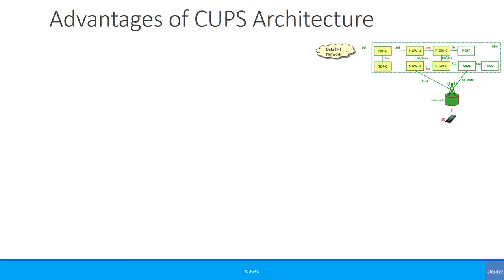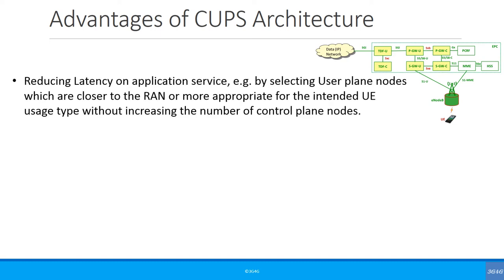So what are the advantages of this CUPS architecture? I'm just quoting these things from the 3GPP website. The first is reduction in latency on application service by selecting user plane nodes which are closer to the RAN or more appropriate for the intended UE usage type, without increasing the number of control plane nodes. So you can have a control plane node which is more centrally located, but the user plane nodes are distributed. The user plane nodes may be for different traffic types. So you can select different user plane nodes depending on what kind of service is going on and the location of the UE, but it would still be served by a single control plane function.